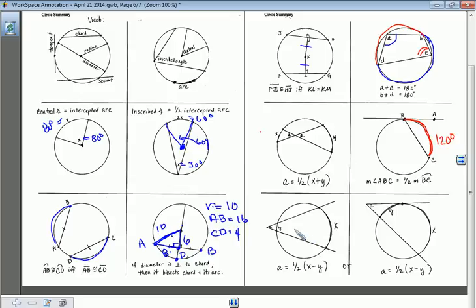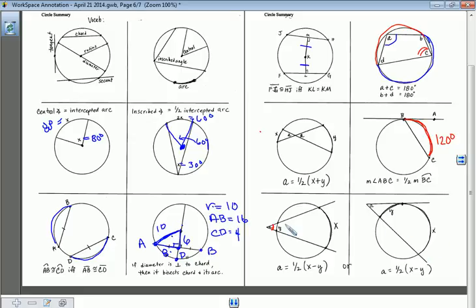All right, this one, outside. An outside angle is half the difference. So it's the big arc minus the little arc. Half of that gives us this angle. An outside angle is half the difference. An inside angle is half the sum. Outside, half the difference. Inside, half the sum.